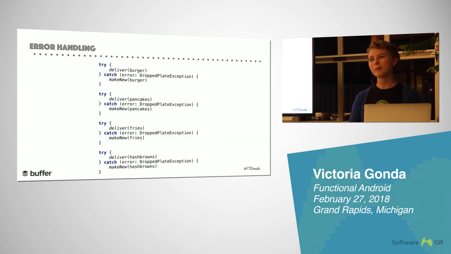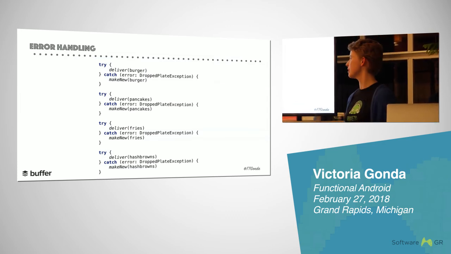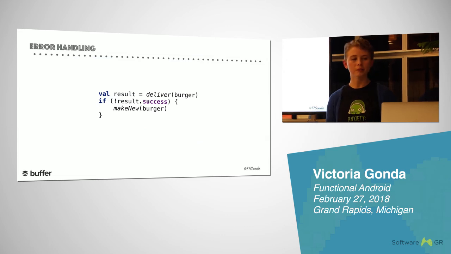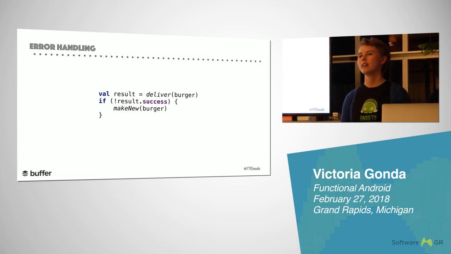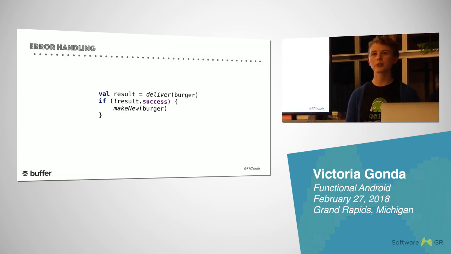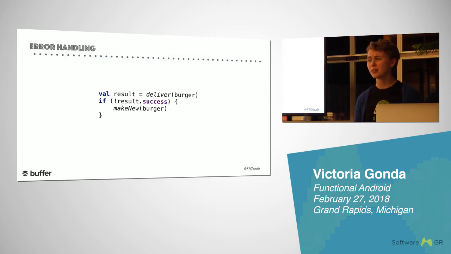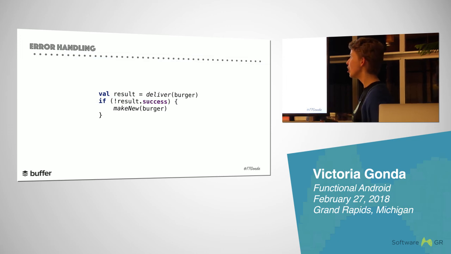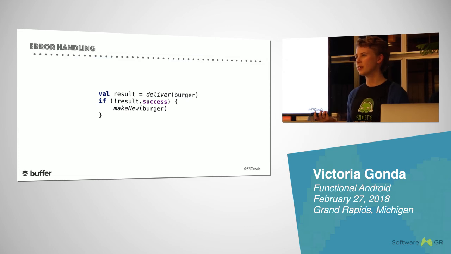So in functional programming, we want to treat the error as a piece of data. We don't want to throw an error. We want to return an error as a piece of data. This can be done by returning a sort of result. This result has a success on it. It's just a Boolean to say if delivering it was successful. There's a bunch of different ways that you can do this. If you use nullability, you can check to see if something's null. Here, we're just going to use a success Boolean. So we can check it and make a new burger if we want. We could even ignore the result if you don't care.